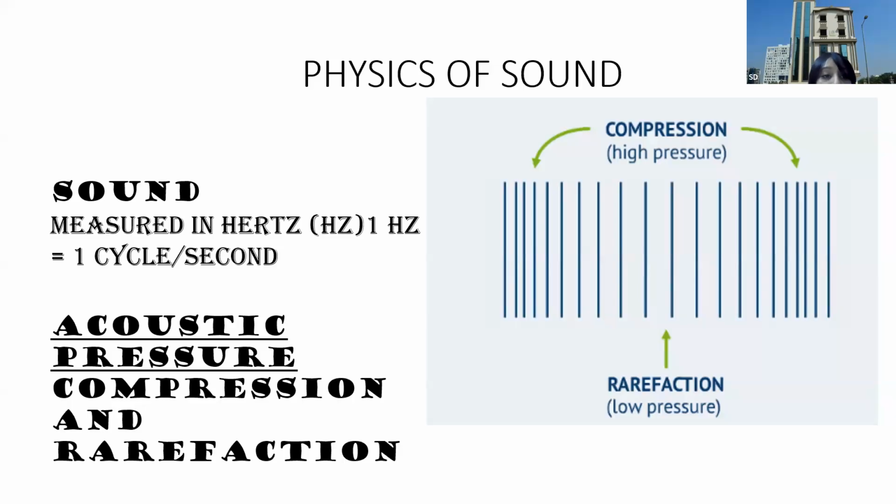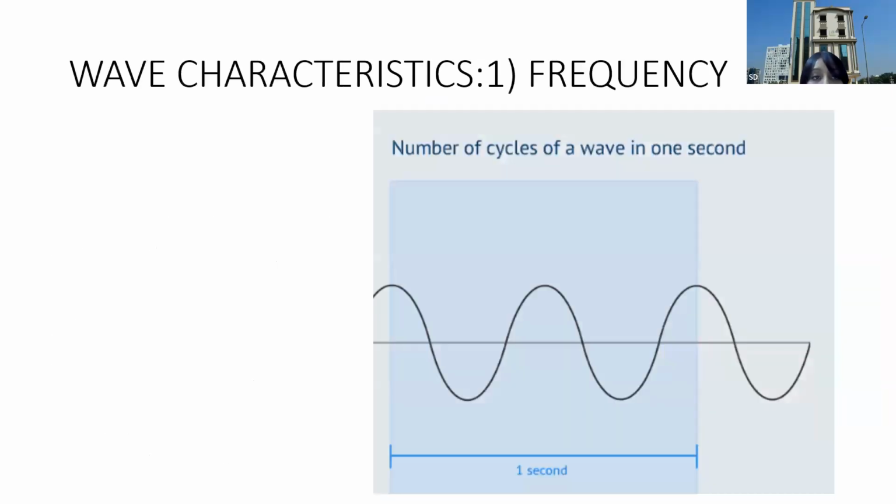Sound is measured in hertz. 1 hertz is 1 cycle traveled in 1 second. And this mechanical energy has acoustic pressure, which travels in the form of compression and rarefaction. Now, there are several wave characteristics. A few important ones: number 1 is frequency. Frequency is the number of cycles of a wave that are traversed in 1 second.